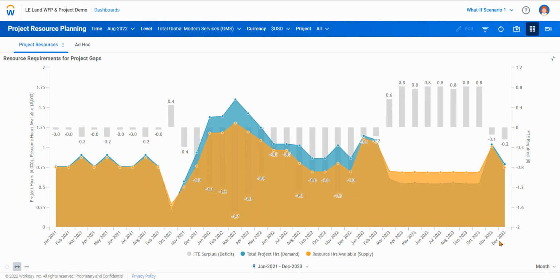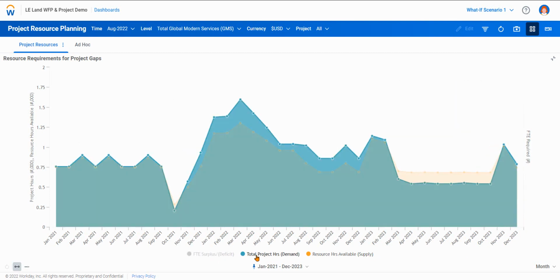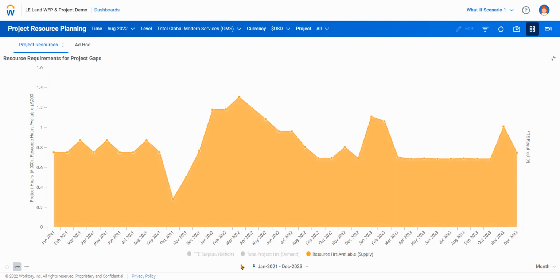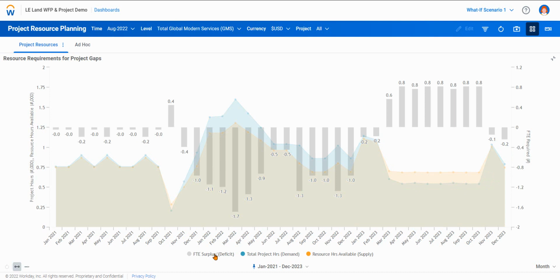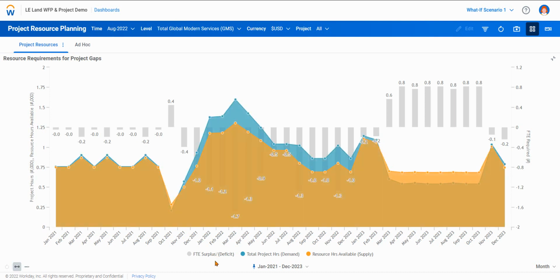With Workday Adaptive Planning, you can easily chart your project supply, layer in your project demand, and calculate your resourcing requirements over the life cycle of your project. During phases of your project where resource demand exceeds supply, you can proactively acquire the resources you need to ensure your project doesn't fall behind schedule.